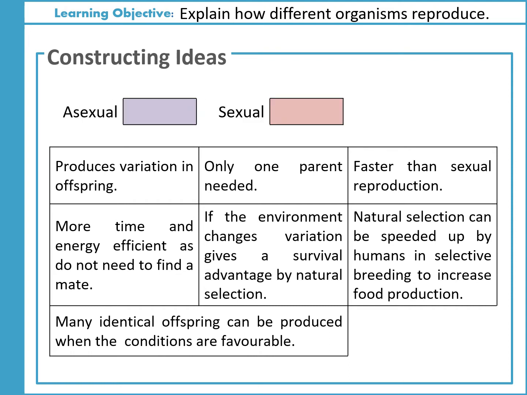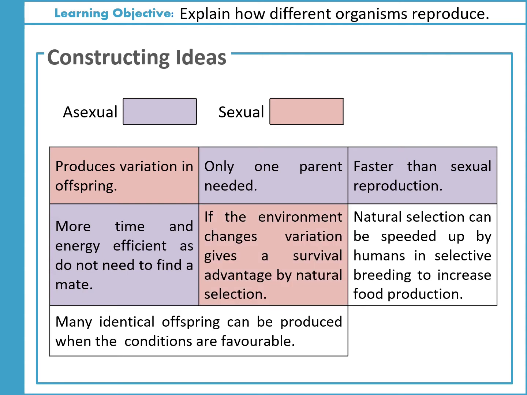So our answers are as follows. First one, produces variation in offspring, is going to be from sexual reproduction. However, only one parent is needed is in asexual, and asexual reproduction is also faster than sexual reproduction. It's also more time and energy efficient, as the parent doesn't need to find a mate.